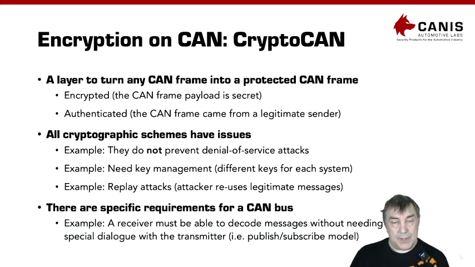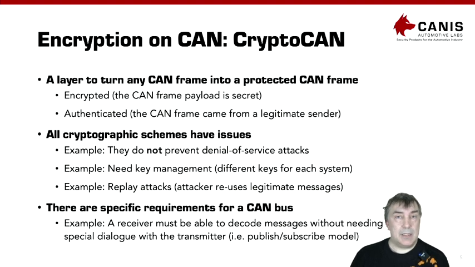And it's also worth pointing out there are some specific requirements for CAN bus over and above what you normally find for encryption systems. So for example, in a CAN bus system, a receiver must be able to decode messages if they've gone through, for example, a watchdog reset, or there's been a power glitch and they've gone offline and come back online. They must be able to get up and running really quickly without needing a special dialogue with the transmitter.